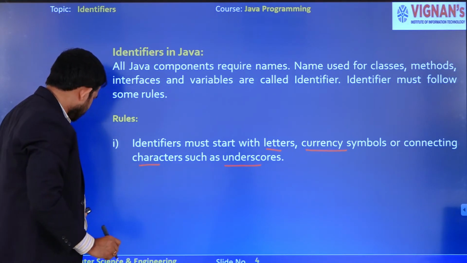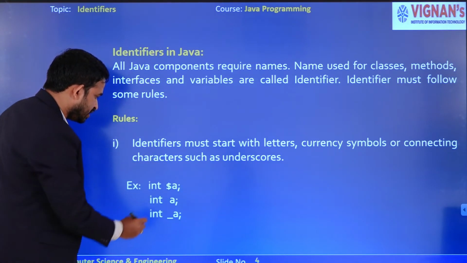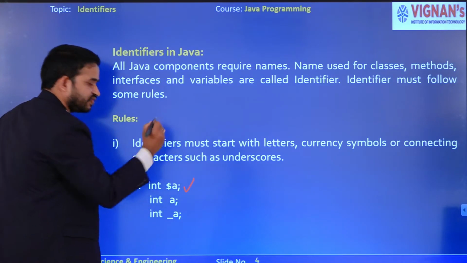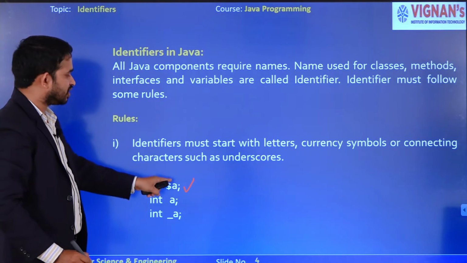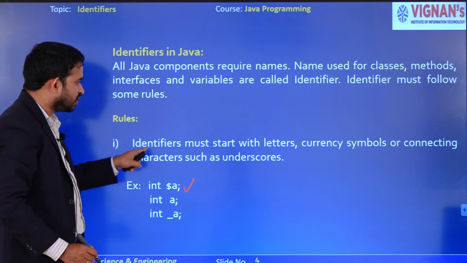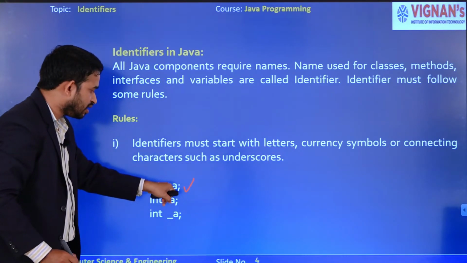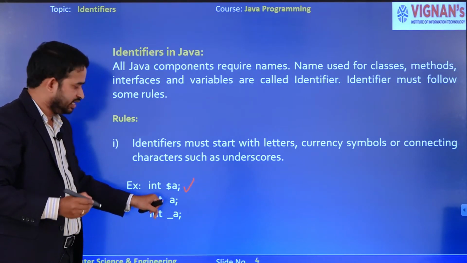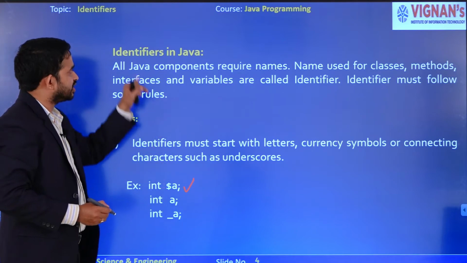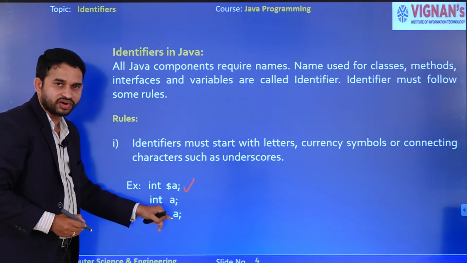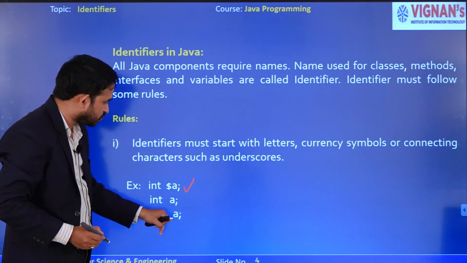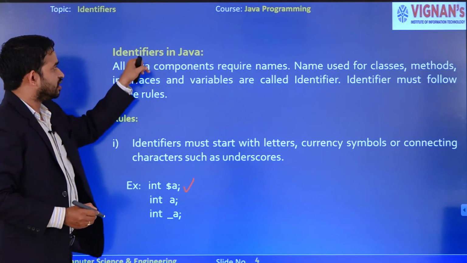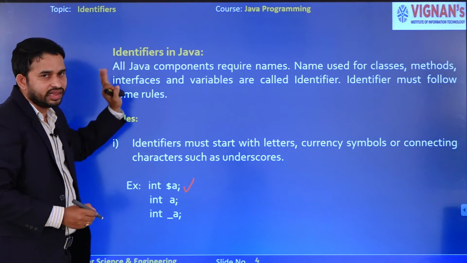Examples: int $a. This is a valid identifier. Why? Because we are giving a name, and the rule is that we can use a currency symbol, $a. Here, int a, generally we use int a directly. A is an identifier. And the connecting symbol here is the underscore, as in _a. This is also one of the rules for declaring identifiers.